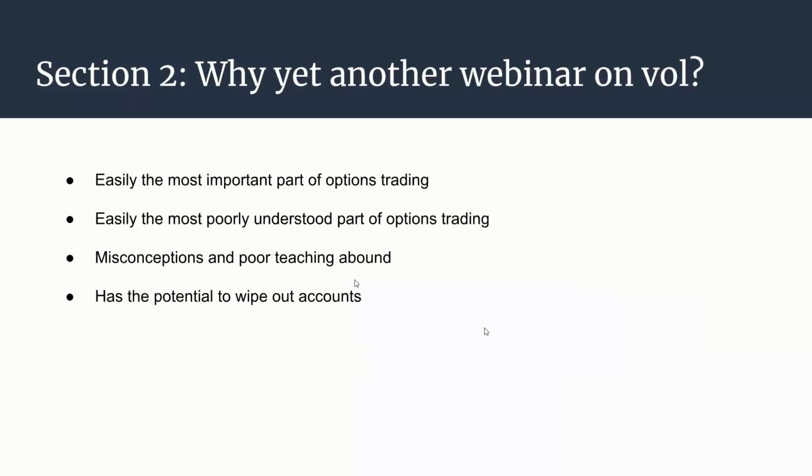All right, so why another webinar on vol? Volatility is the most important part of options trading and being profitable as an options trader unless you're trading directionally. If you're trading directionally, you can just buy your delta and gamma and do just fine as long as you get the direction right. But if you're like me and stink at direction, then you've got to have a pretty good handle on vol and what it is and what you're doing with it.